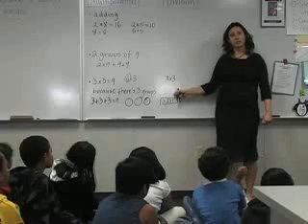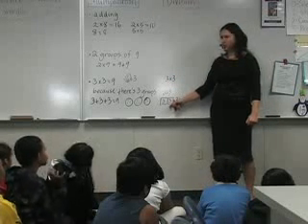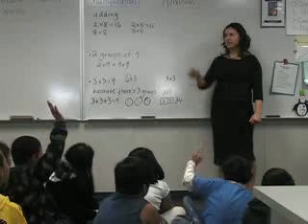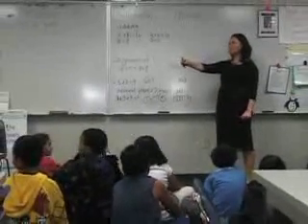2 groups of 3? So anyone want to try and write 3 groups of 3 with the bar model? Tell me how to do it. Yeah, how would you do it in this way? You want to come up and try it? Okay.